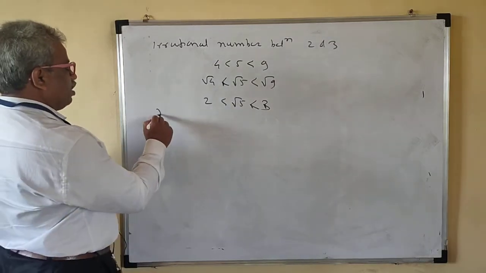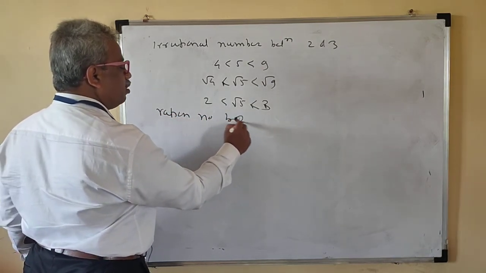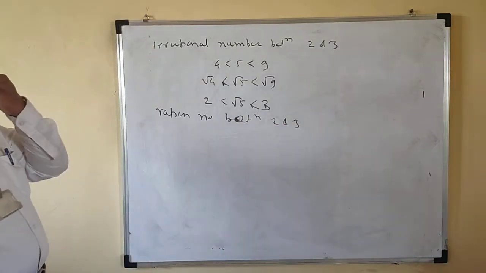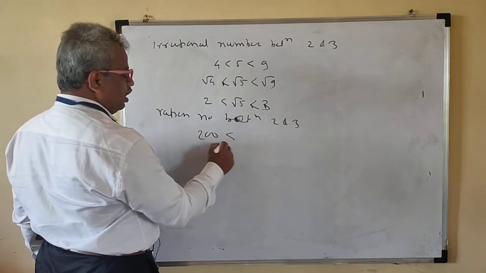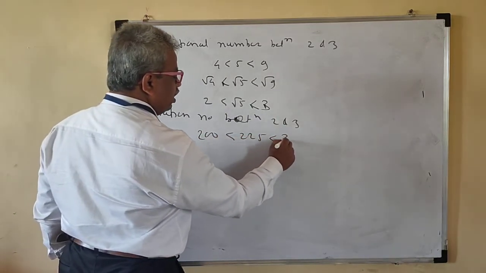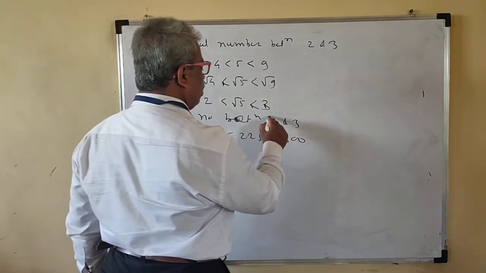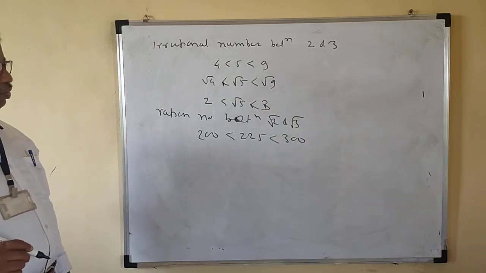So if you want a rational number between 2 and 3, how to do this one? Just we write 200 less than 225 less than 300, between root 2 and root 3. That we will do.